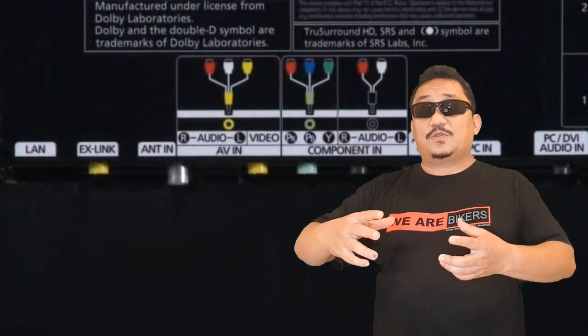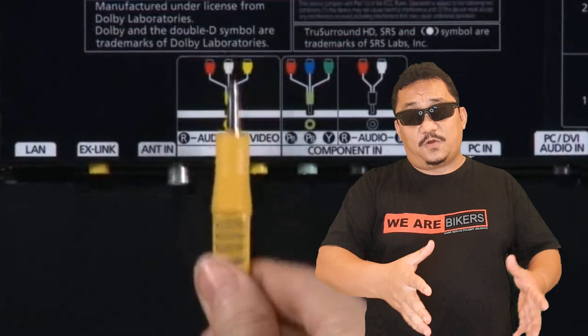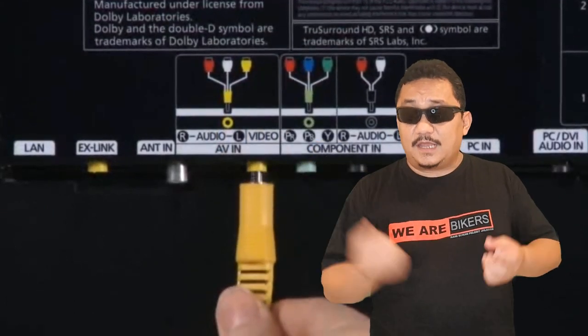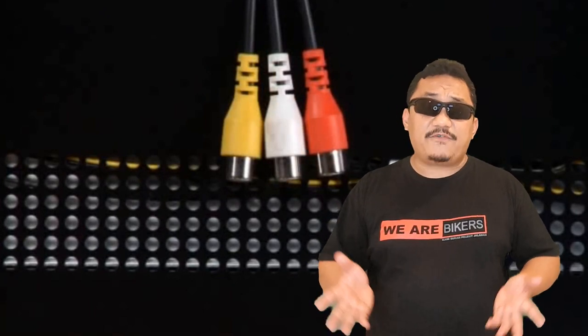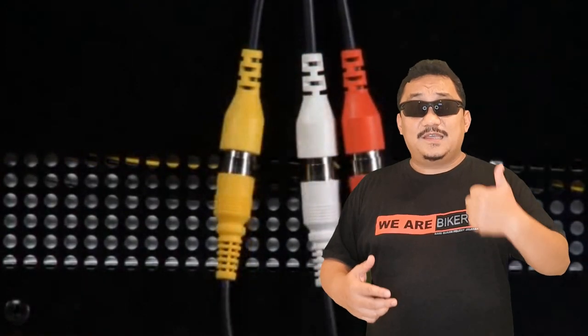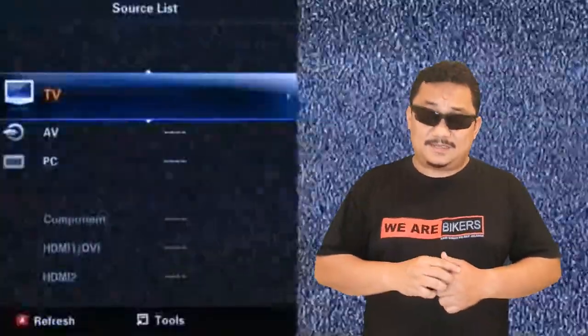Some of the old decoders also use this composite video. If we want to connect our television and our decoder, and we only want to transfer the video from the decoder to the television, we only need to connect the yellow cable. The remaining two, white and red, are for audio. For example, if you have a home theater or sound system at home and you are using this, the yellow cable will connect from your decoder to your television, and the two remaining cables, white and red, will connect from your decoder to your sound system.